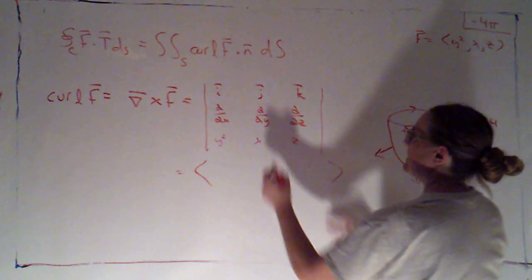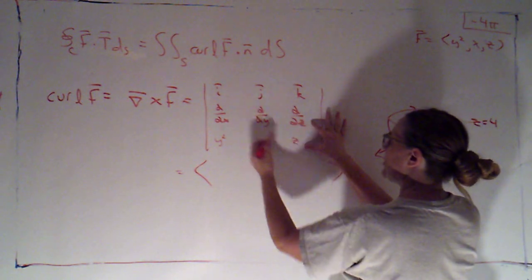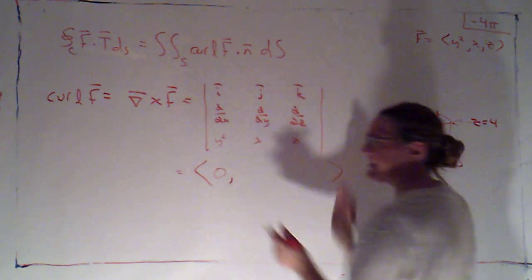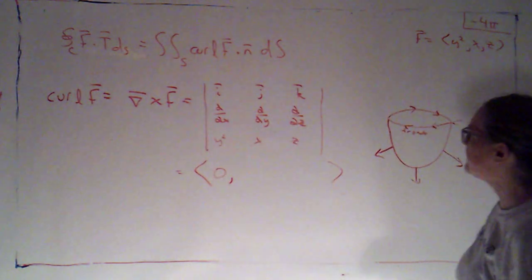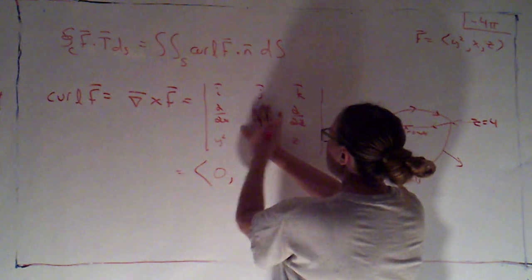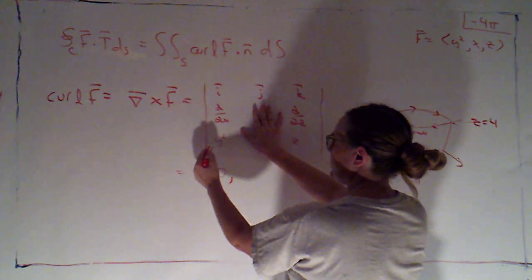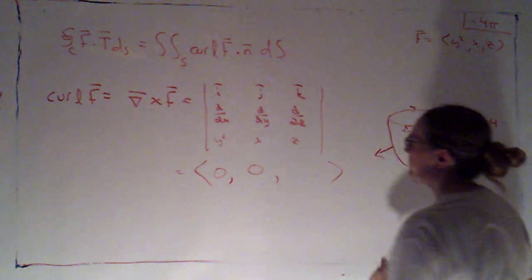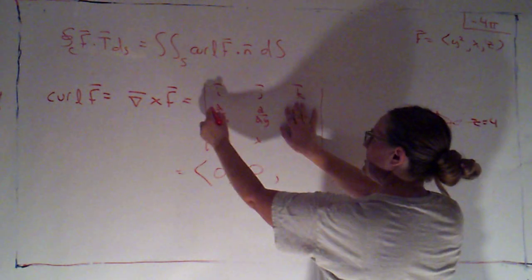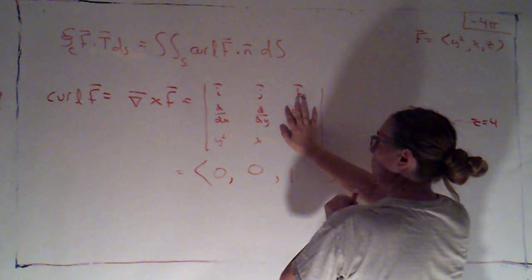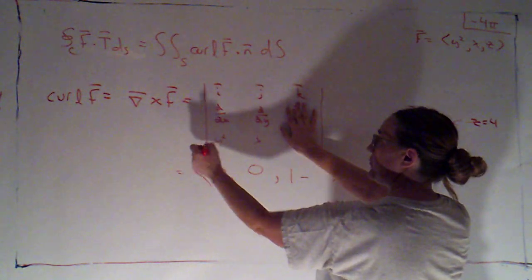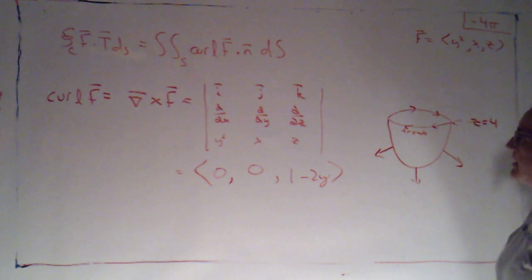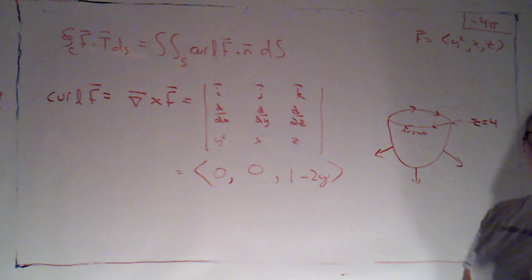So let's see. I'm going to get, for the i's, the partial of z with respect to y minus the partial of x with respect to z. That's just 0. Okay. For the j's, partial with respect to z of y squared is 0. Partial with respect to x of z is 0. For the k's, partial of x with respect to x is 1, minus the partial of y squared with respect to y is 2y. Okay. So that's my curl of f.